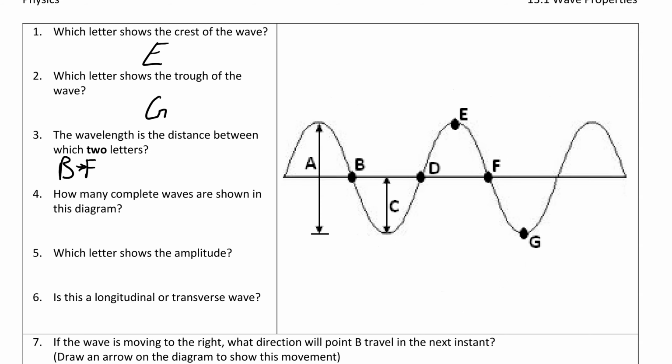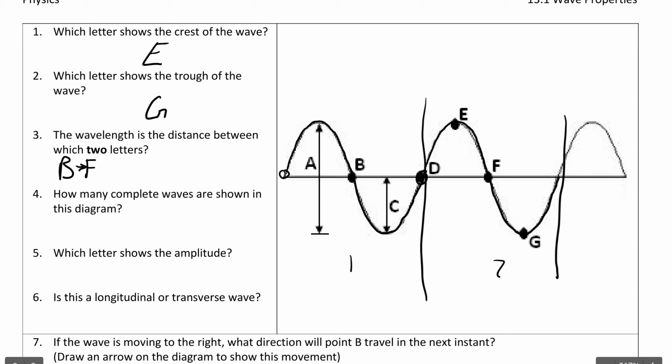Alrighty. Number 4 says, how many complete waves are shown in the diagram? So now ignore all the letters and stuff. Let's just start here like we did before. Crest, trough. This is one wave. Crest, trough. This is a second wave. So we'll draw like this. Second wave number 2. Now from here, we have the crest and nothing else.